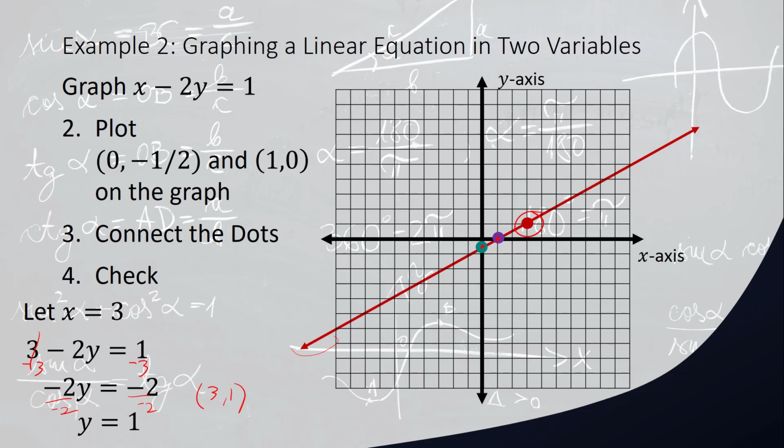Also notice that, once again, this point right here, 0, -1/2, is on the y-axis. This is the y-intercept. And we found that by setting x equal to 0 and solving for y. This point right here, 1, comma, 0, is the x-intercept. And we found that by setting y equal to 0 and solving for x.